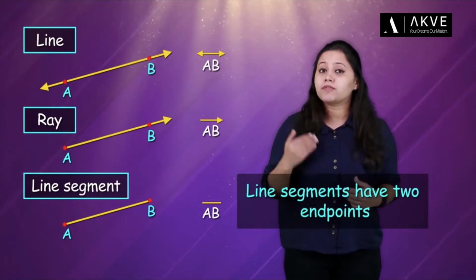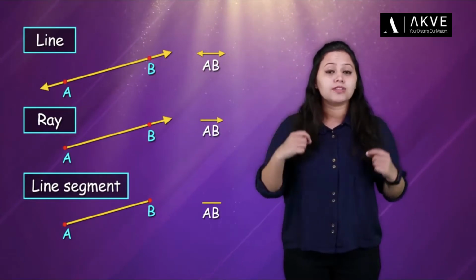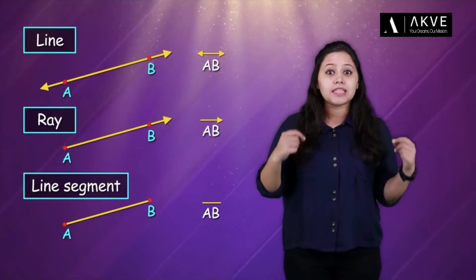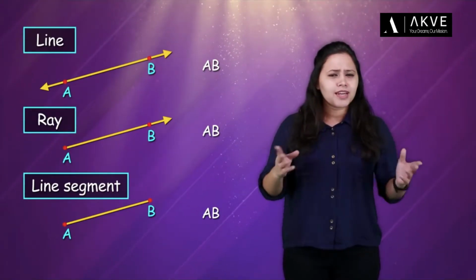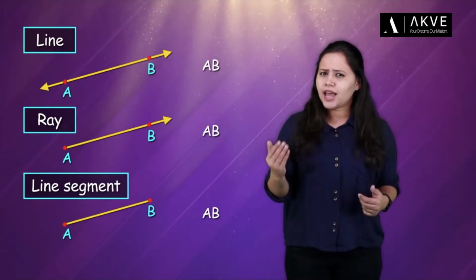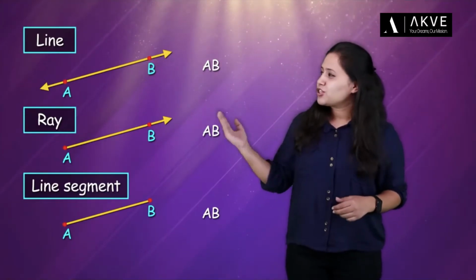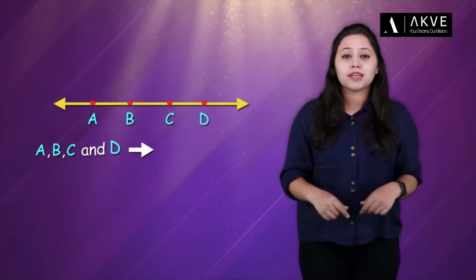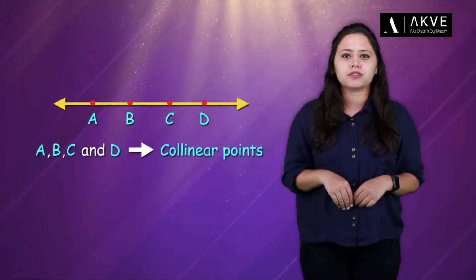Though each of them has different characteristics, in this chapter, we will denote them using the same symbol, in this case AB. Now sometimes we also use small letters like L, M, N, etc. to denote lines.